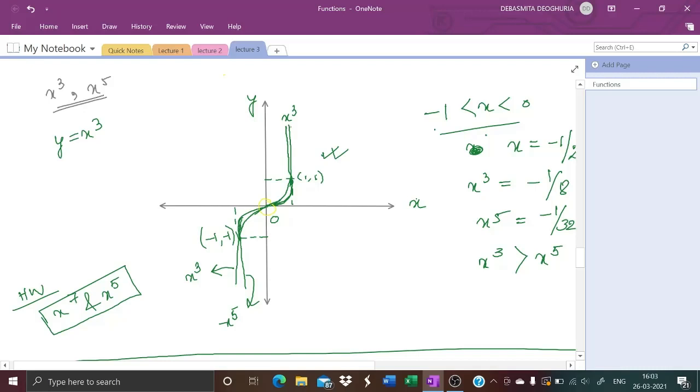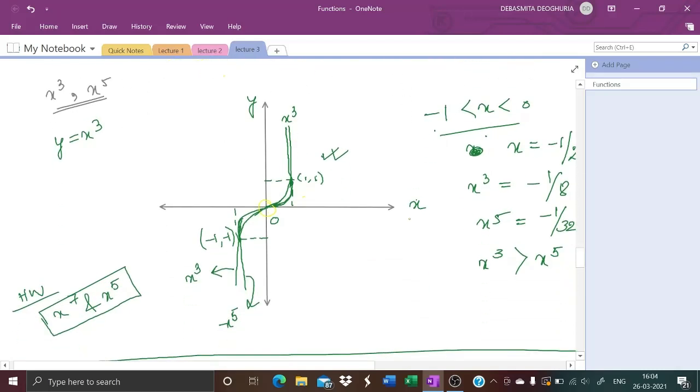Now suppose I have drawn x to the power 3 as my base graph. Again we will divide this into two parts. This graph won't be the same on both sides because this is an odd function. We will learn what an odd function and an even function are. First see the values of x between 0 to 1. From 0 to 1, x cube would be greater than x to the power 5.